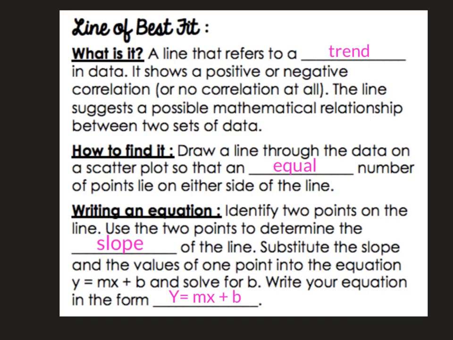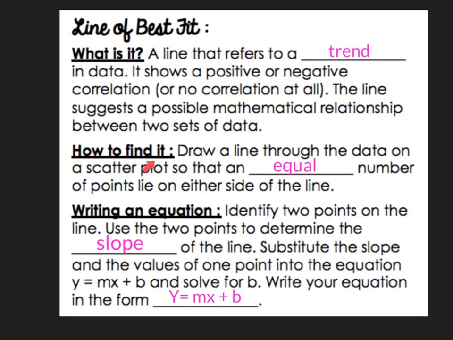Here's a little bit of vocabulary to go over and help understand. This time we're going to call it a line of best fit. I'm going to make this pointer a little bit bigger. A line of best fit, also called a trend line. What is it? It's a line that refers to a trend in the data. It shows a positive or a negative slope. Sometimes there's no correlation at all, so you're not going to be able to draw a line. It suggests a possible mathematical relationship between the two sets of data. So it's going to show you how the x and y axis are related to one another.